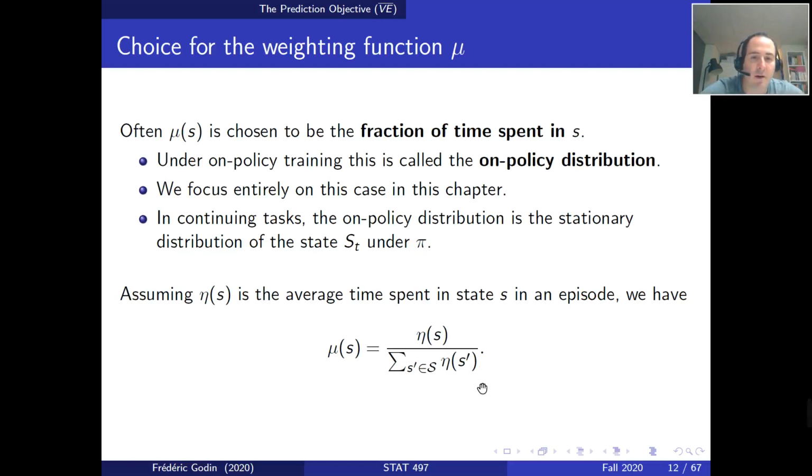Okay, so here the denominator simply represents the expected length of an episode. Because if you sum the expected time spent in all the states in an episode, you're just going to find the expected length of the episode. So this gives an interpretation for this mu s, and gives a representation of mu s for an episodic task.